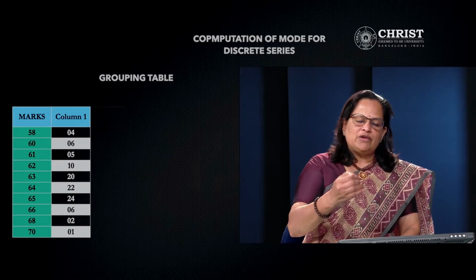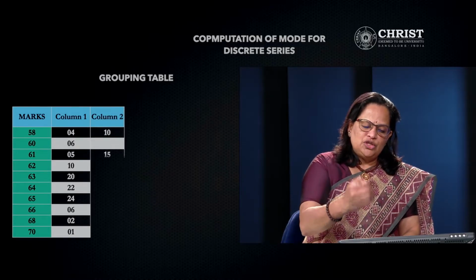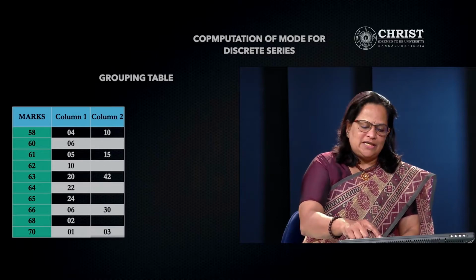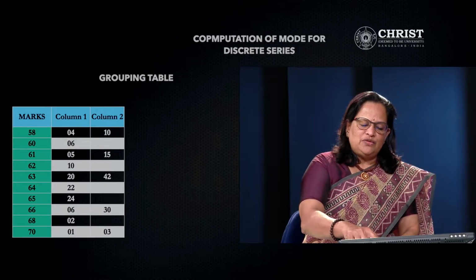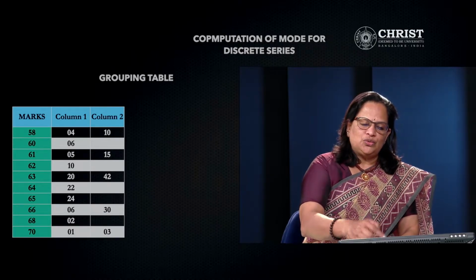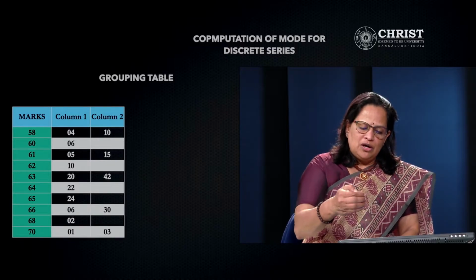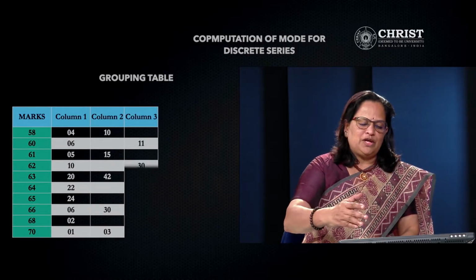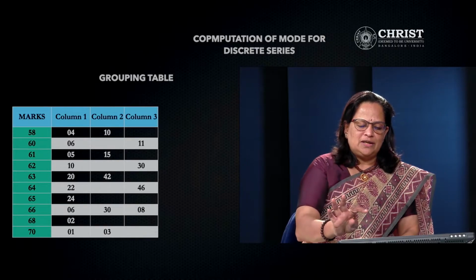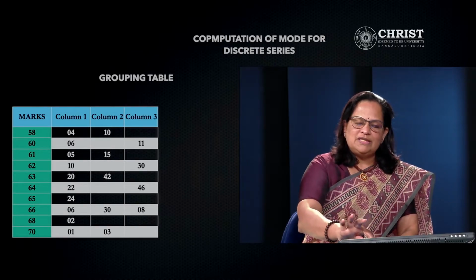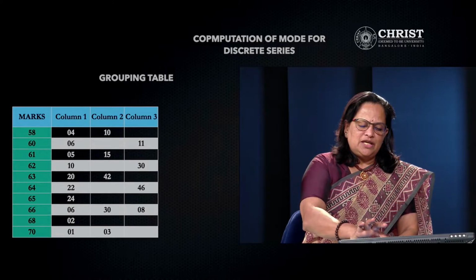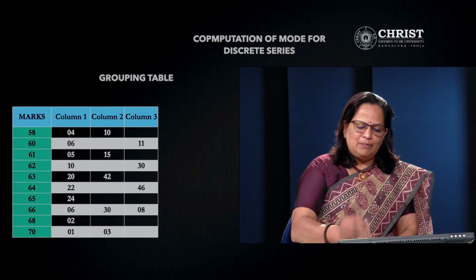Now column 2, what are we doing? We are adding the values 2 each. 4 and 6, it's 10. Next is 5 and 10, it's 15. 20 and 22, 42. Like this we will continue. In column 3, what will we do? Leave the first frequency. That 4 we will not consider. So what we will do? 6 and 5 is 11. Next is 10 and 20 is 30. Like this we will complete the values.